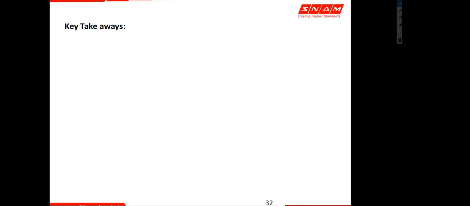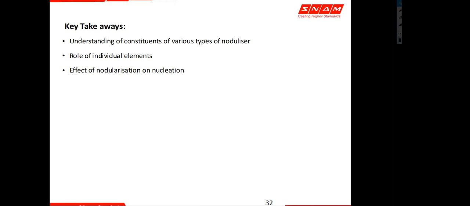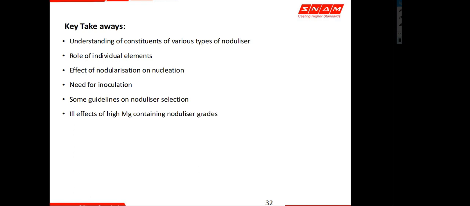Just to brush up on what we have seen throughout the presentation: we have gone through various types of nodulizer and the different constituents of a nodulizer, and we have seen the role of individual elements present in the nodulizer. We have seen the effect of nodulizer on nucleation, what the nodulizer does, and the need for inoculation, why we need to inoculate during or after ductile iron treatment in the ductile iron manufacturing process. We have seen some broad guidelines on selection of nodulizers for suitable processes. And we have seen the ill effects of high magnesium containing nodulizer grades, the bad effects of having high magnesium in your nodulizer.